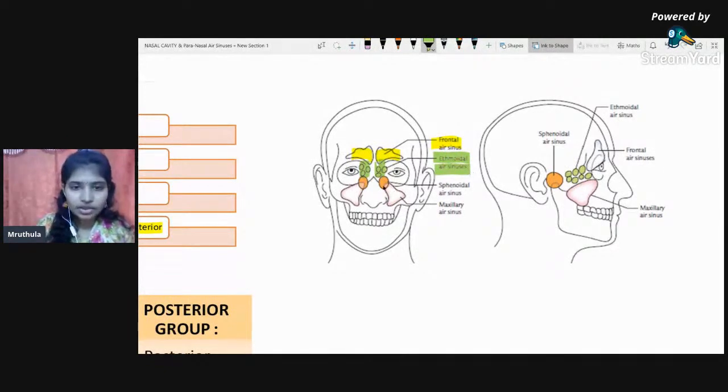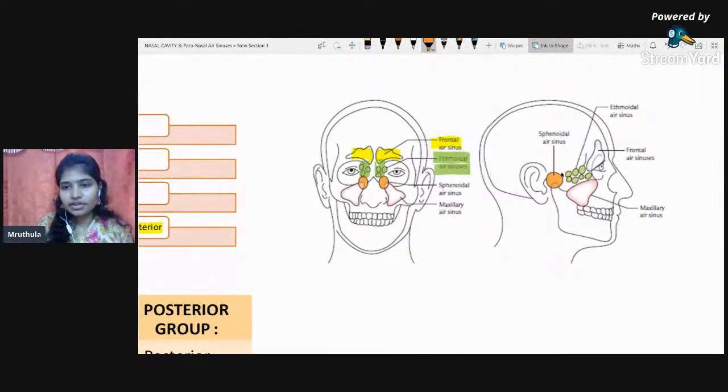And then here the orange color is the sphenoidal air sinus, but see, it is not superficially found. The frontal, ethmoidal and maxillary are superficially or anteriorly found, but the sphenoidal is present deeper. You can appreciate that in the next diagram.